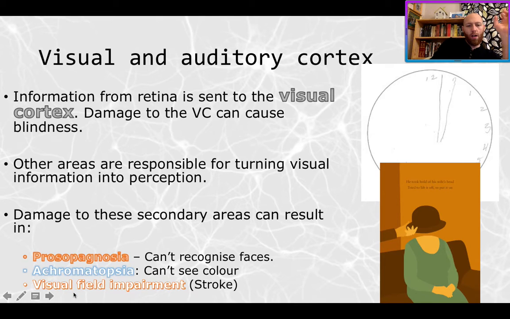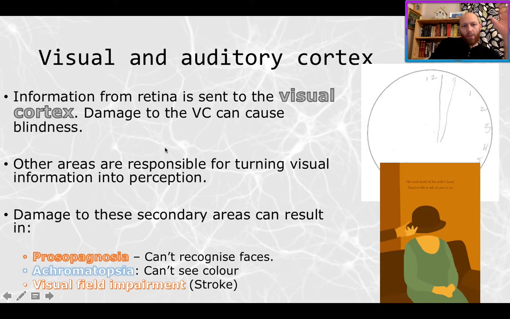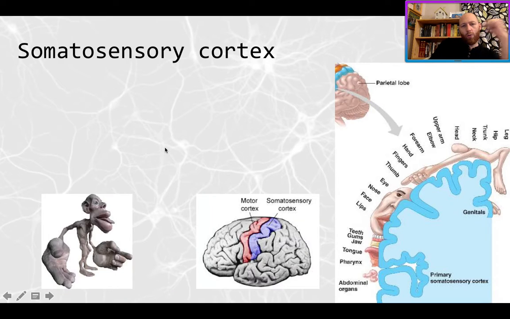We get achromatopsia, where you can't see color, and visual field impairment, which we're going to look at a lot in Sperry's research later. And this usually occurs as a result of stroke. It's literally where part of your visual field is just invisible to you. So that's one area, the visual and auditory cortex.